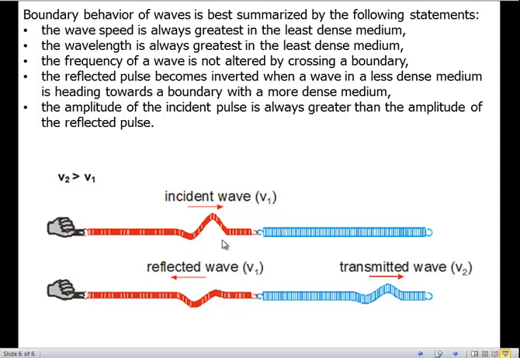So those are the key ideas about reflection, wavefronts, ray diagrams, and also the transmission across a boundary. There are lots of quite technical terms. It's worth going back through and trying to make sure you've extracted your key ideas there.